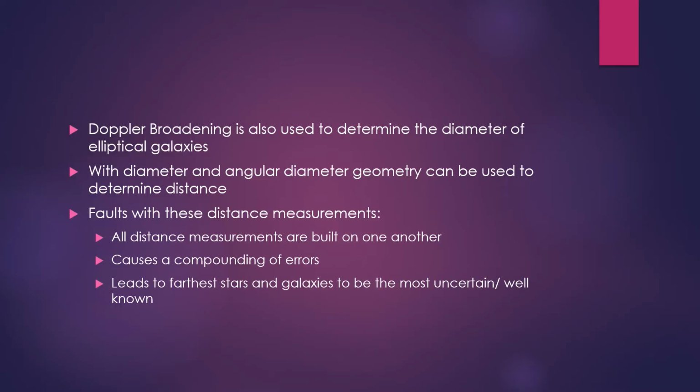A similar method is used to measure the diameter of elliptical galaxies, which is using Doppler broadening. Once the galaxy's diameter and angular diameter is known, its distance can be determined using geometry.